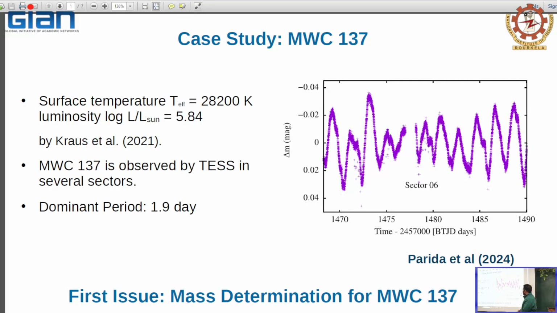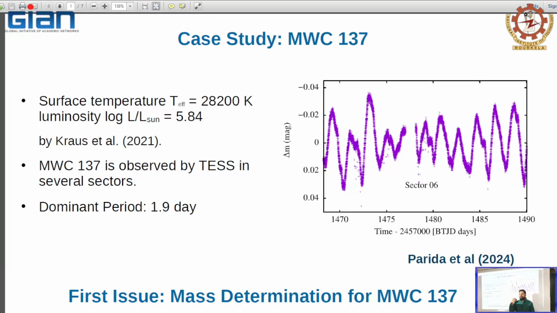Now, when this star is observed by the TESS, the dominant period was found to be 1.9 day. The light curve in sector 6, for example: on the x-axis you have time, and on the y-axis we have the brightness, which is given in terms of magnitude, or change in magnitude. So the first question we ask is how this number, 1.9 day, is coming into the picture.